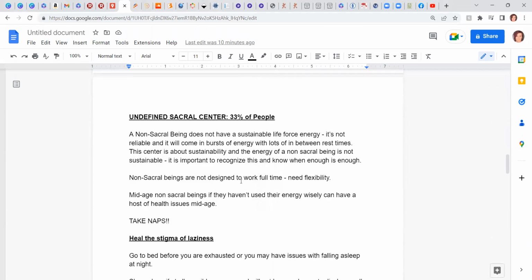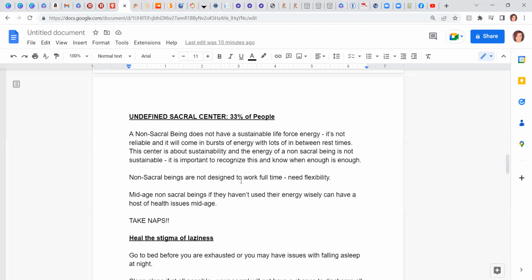So, undefined sacral center. In this video, I'm going to be going over more of how to work through this, especially if you're undefined here, because I go over this very deeply in the generator type video. So this is the center that governs generators, makes you a generator.